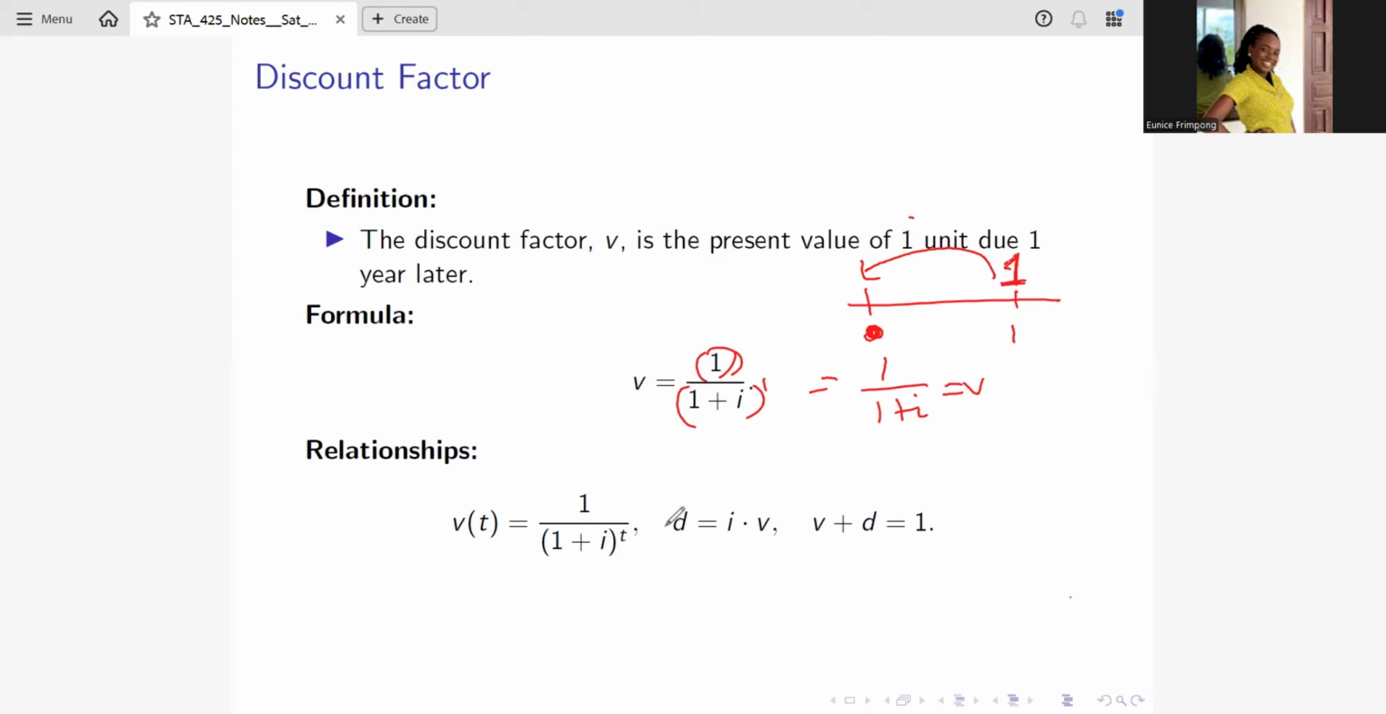Now, another relationship is that our discount D is always equal to the interest times the discount factor. Remember I said that discount always brings you here, and then interest takes you here. Okay, that's my simple way of understanding. Therefore, if I want to come here, there's going to be that interest that I have multiplied by the discount factor, and that will bring me to my present value.